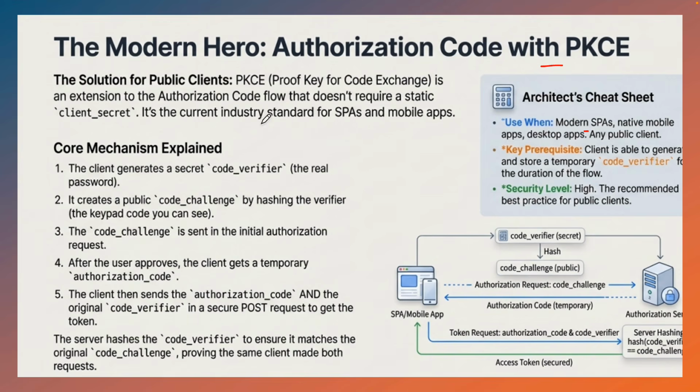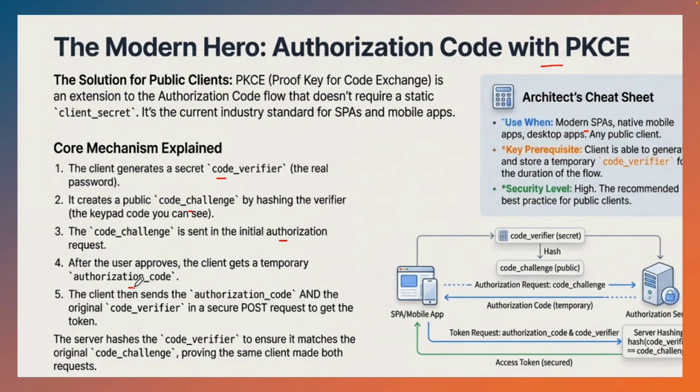So the typical flow of this particular one will look something like this. The client will generate the code verifier, the real password. It creates the public code challenge by hashing the verifier. So by using the hashing algorithm against that code verifier, a code challenge will be created, and this code challenge is sent in the initial authorization request. After the user approves, the client gets a temporary authorization code.